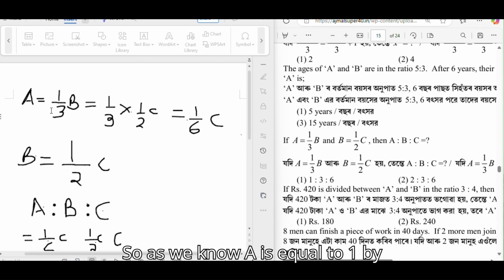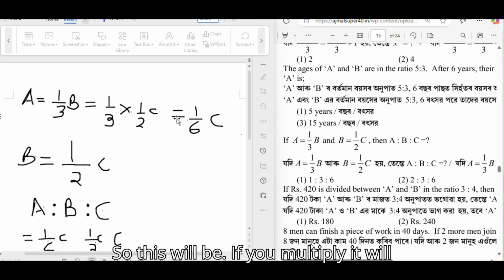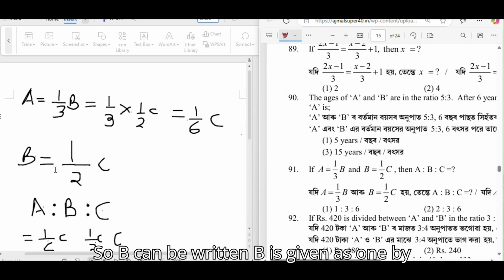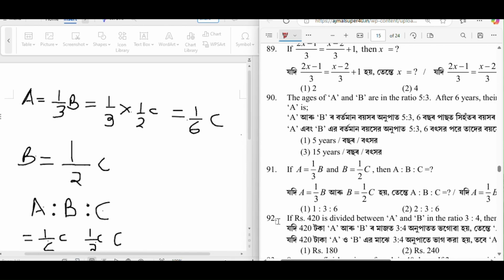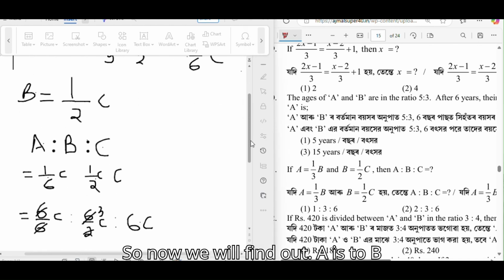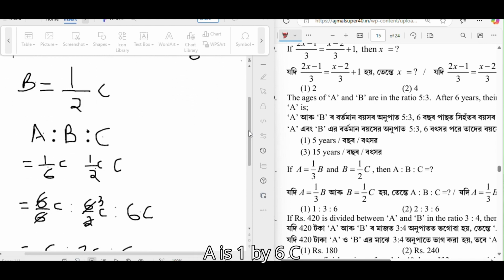As we know, A is equal to 1 by 3B and B is given as 1 by 2C. So in place of B we can write 1 by 3 into 1 by 2C. If you multiply, it will be equal to 1 by 6. B is given as 1 by 2C, as you can see here. Now we will find A is to B is to C. A, we have found before, is 1 by 6C.